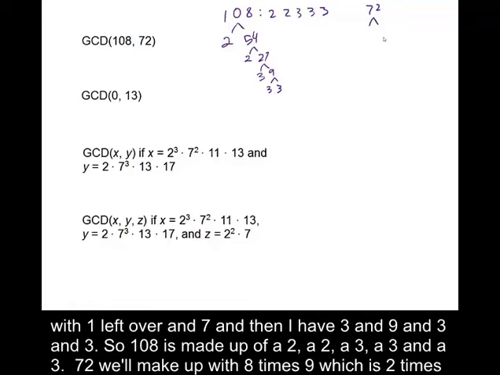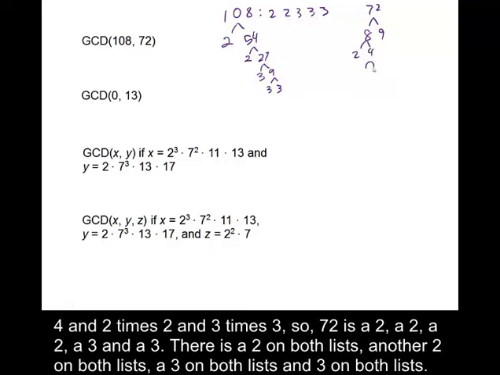72 will make up with 8 times 9, which is 2 times 4, and 2 times 2, and 3 times 3. So 72 is a 2, a 2, a 2, a 3, and a 3.